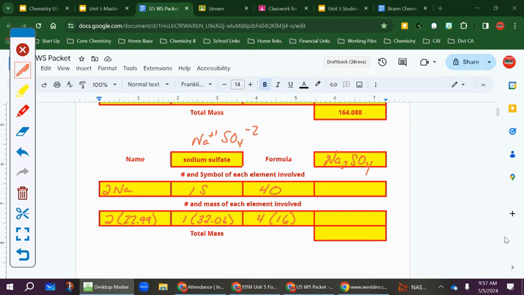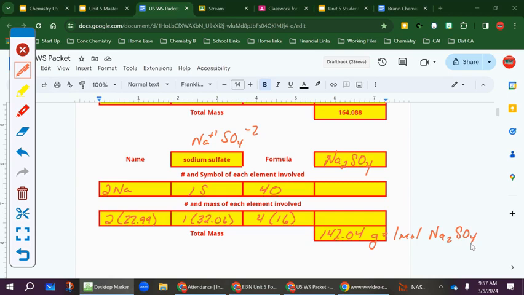So, what do we get for a total? 142.04. Oh my God, we even got agreement from 2 people doing the calculations. That's amazing. 142.04 grams is equal to 1 mole of Na2SO4. So when you have that many grams, it is equal to 1 mole of Na2SO4.